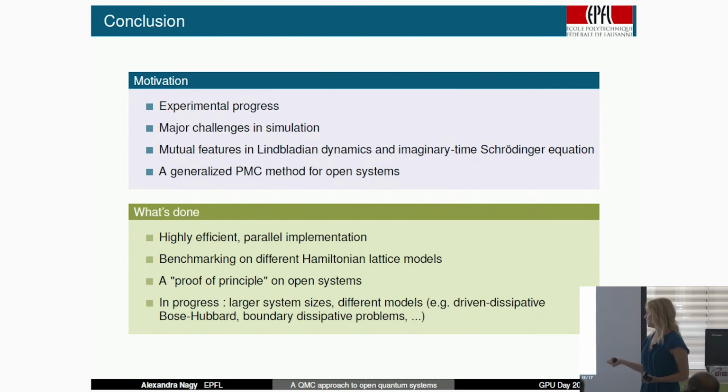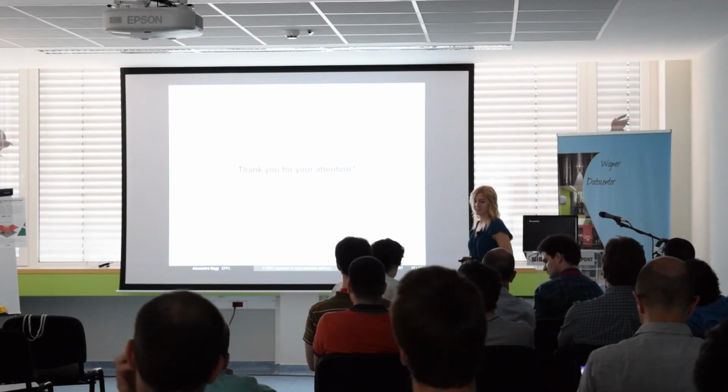We have a highly efficient code. We benchmarked it on Hamiltonian lattice models, and now we have results on open ones. And what is in progress? Of course, larger system sizes and different models. For example, probably the driven dissipative Bose-Hubbard is going to be the next one. And thank you for your attention.